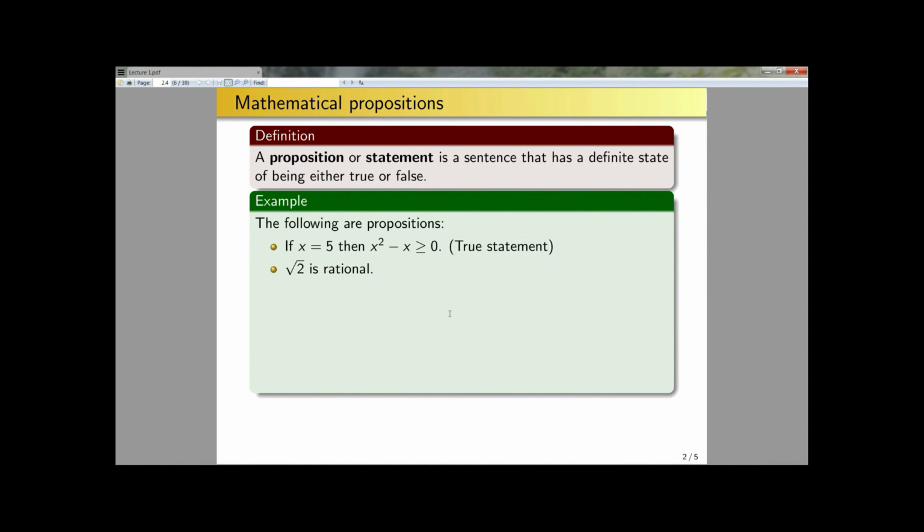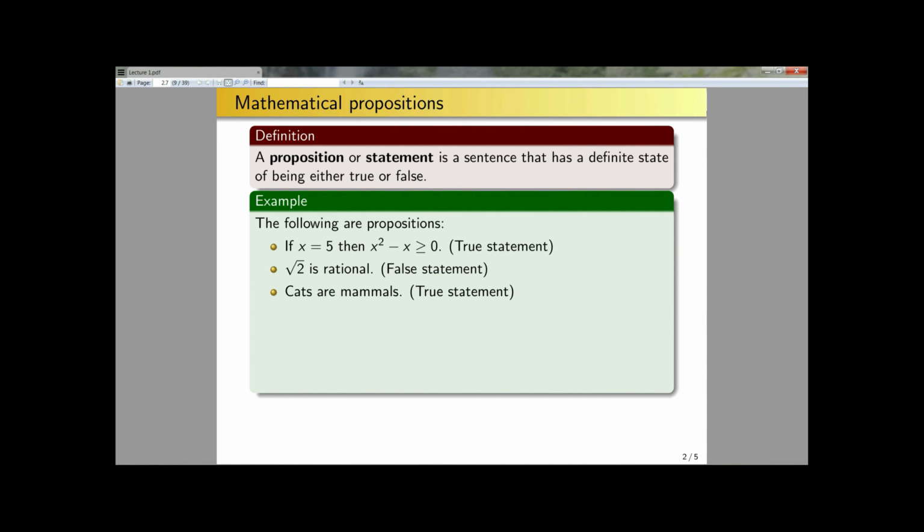For our next example, the square root of 2 is rational. It's a well-known fact that the square root of 2 is not rational. It's in fact irrational. We will prove that next week. So in this case, this will be a false statement. Again, it's a statement because I can determine whether or not it's true or false. Next, cats are mammals. Well, cats either are mammals or aren't mammals, and in this case, cats are mammals, so this would be a true statement.